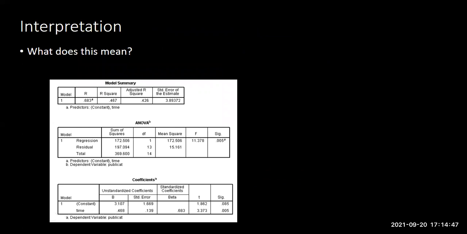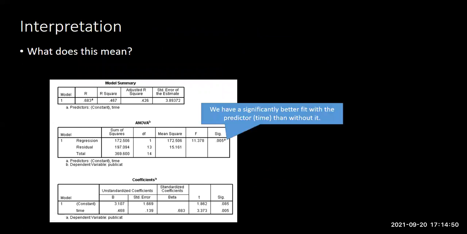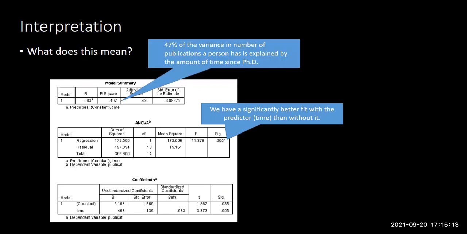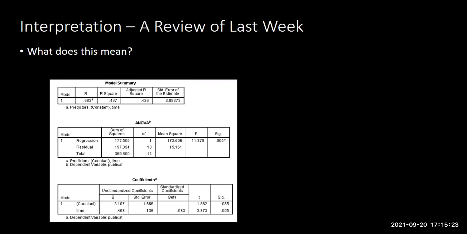So putting it all together here to interpret these tables, you'll have similar ones in every different type of analysis that you do. Because remember, GLM and regression and ANOVA, they're all one thing. This is telling me that I have a significantly better fit predicting the number of publications when time is in the model than when time is not in the model. And this tells me that 47% of the variance in my number of publications a person has is explained by the amount of time from PhD.